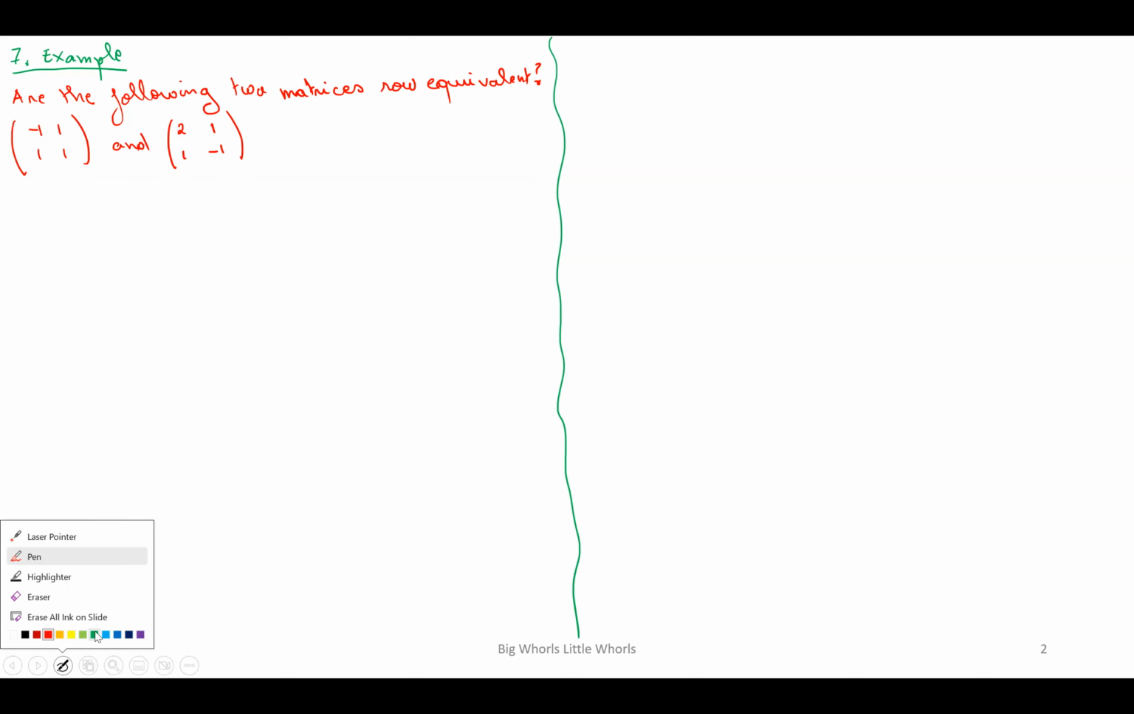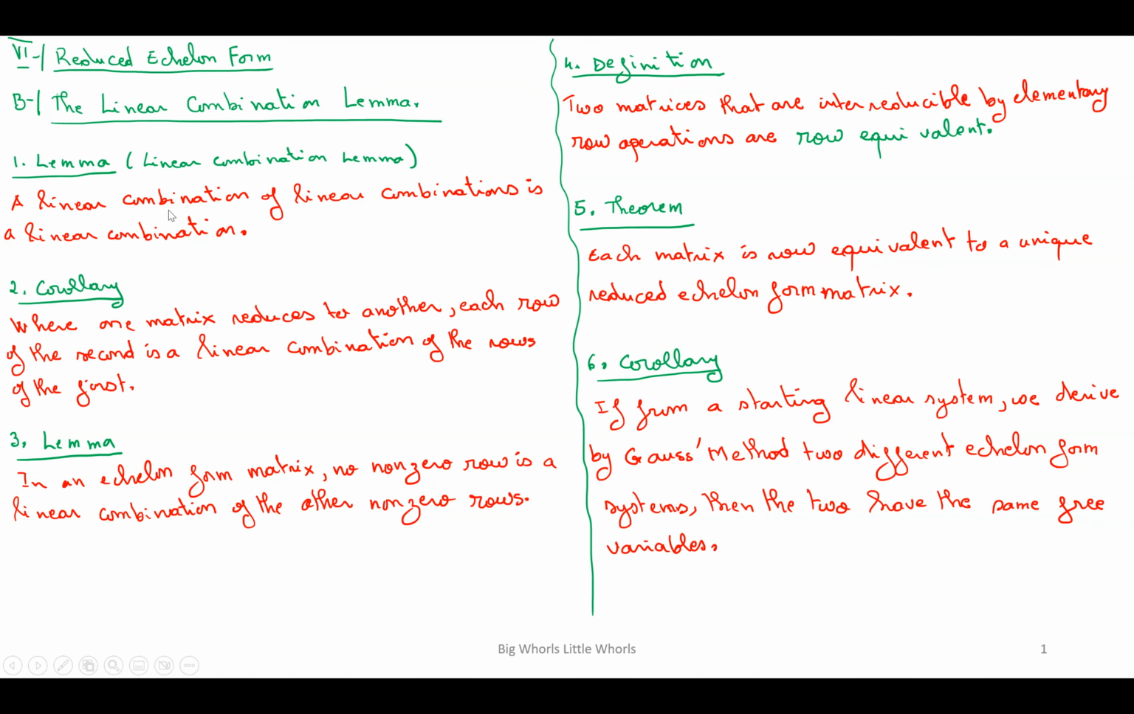So how do we prove that? If we recall from the lecture, we say that the proof depends on this theorem. Okay, the theorem says each matrix is row equivalent to a unique reduced echelon form. So basically, to prove whether two matrices are row equivalent or not, we need to get the reduced echelon form of each of the matrices and then compare the reduced echelon forms.